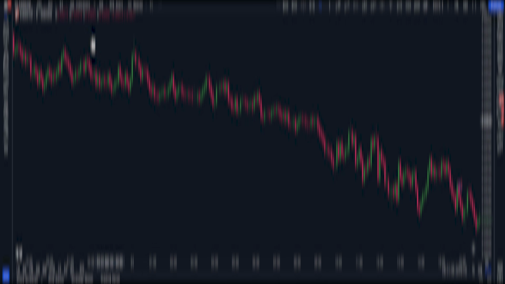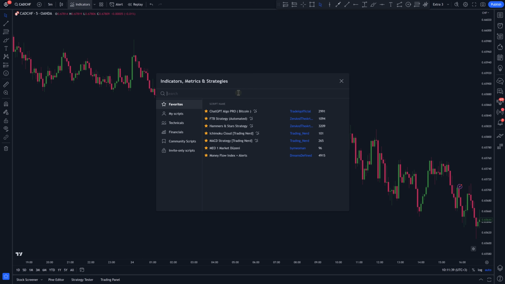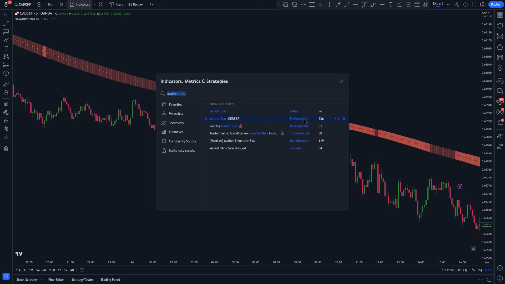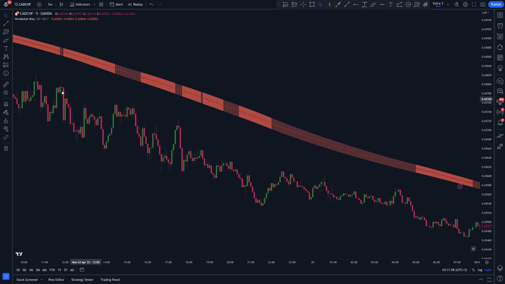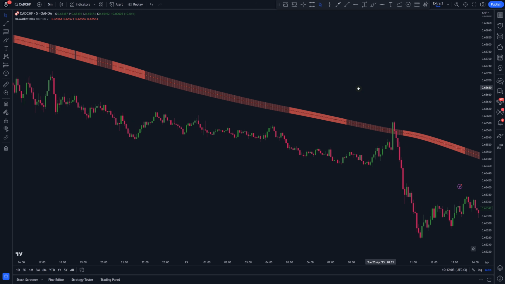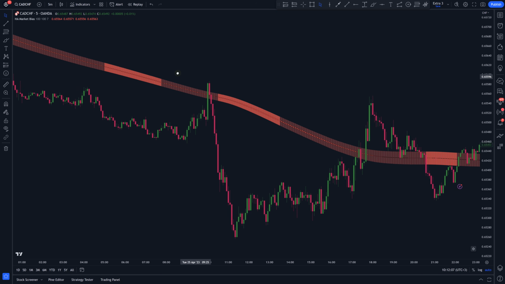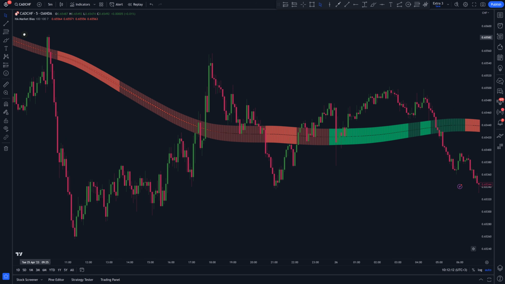Let's add it to our chart. Open the indicator search box and type in Market Bias. Select this one by Professor X. I've used the market bias indicator in a lot of my strategies before, but I've never really had a chance to review it individually. I think this indicator will be a great addition to your trading arsenal.